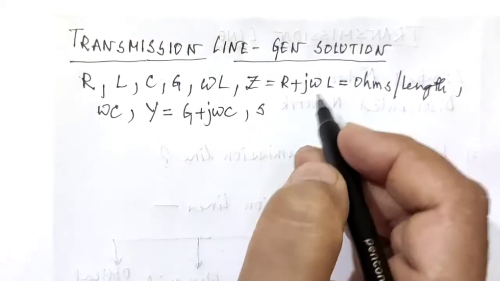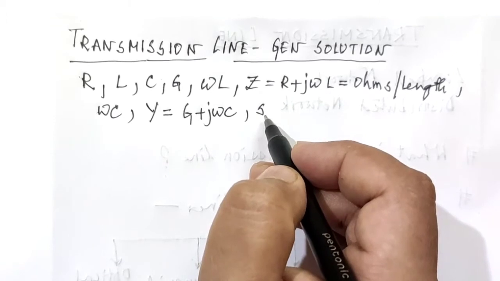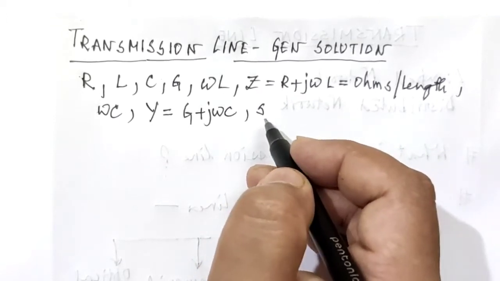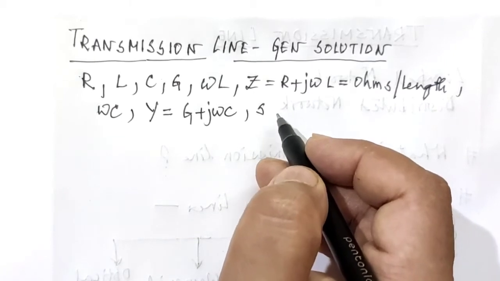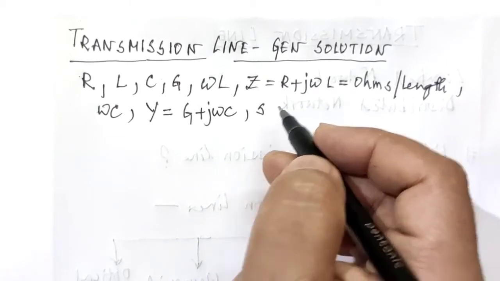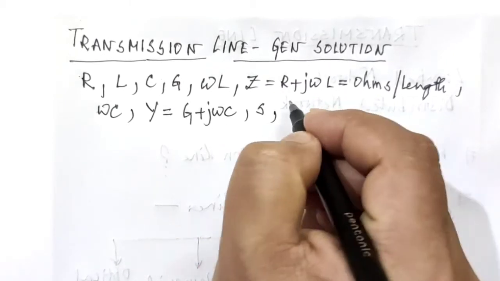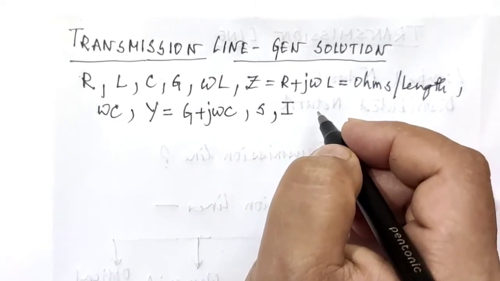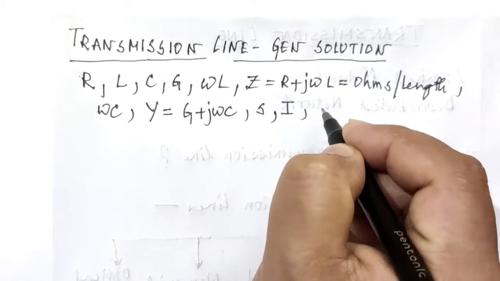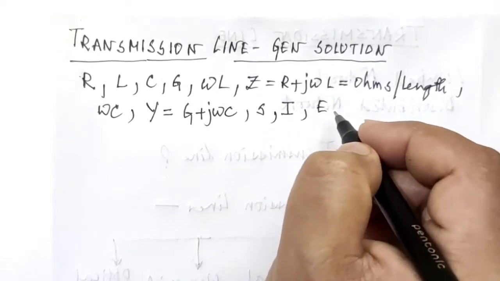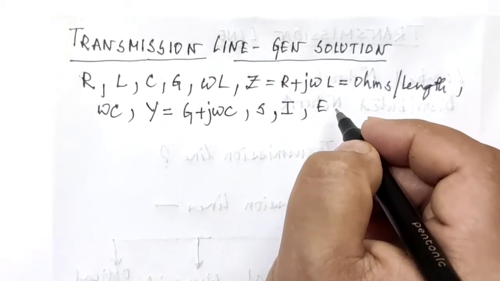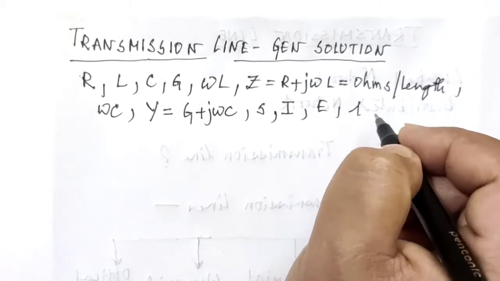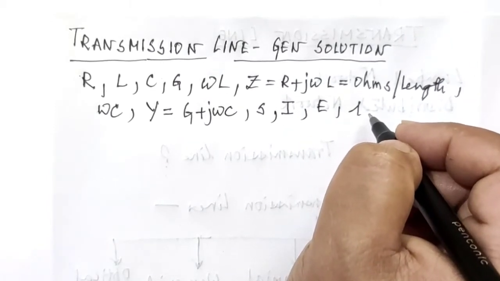Now s is the distance to the point of observation measured from the receiving end of the line, that is the end of the line. From the end of the line we measure the distance, and it is given by s. Capital I is the current in the line at any point. Capital E is the voltage between conductors at any point, and small l is the length of the line.